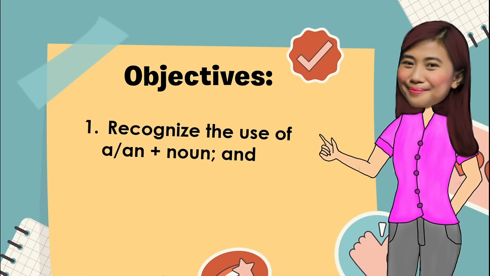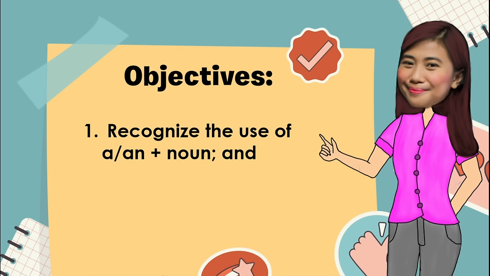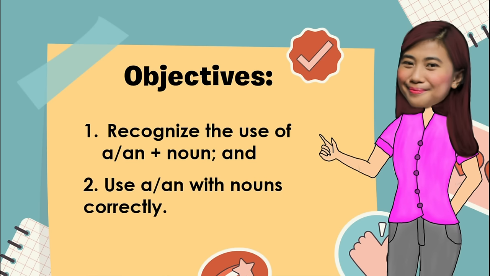Our objectives: number 1, recognize the use of a and an plus noun. And number 2, use a and an with nouns correctly.